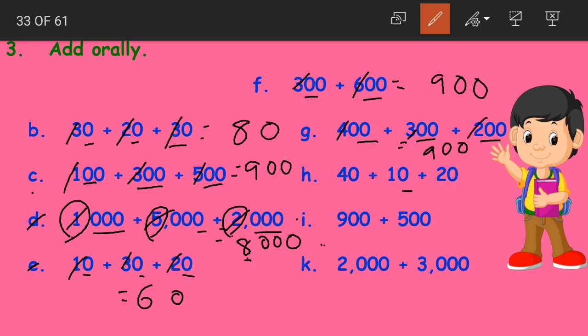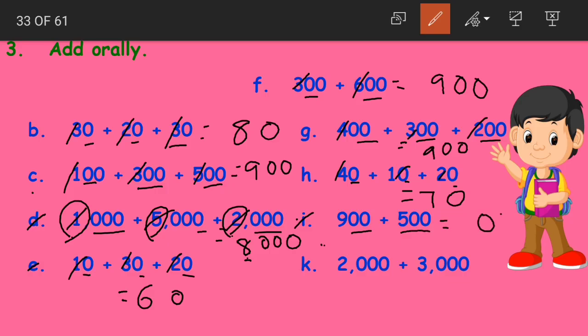900. Question number H. We are having 1 0. So I will put a 0. 4 plus 1 becomes 5. 5 plus 2 becomes 7. So the answer will be 70. Question number I. We are having 2 zeros.